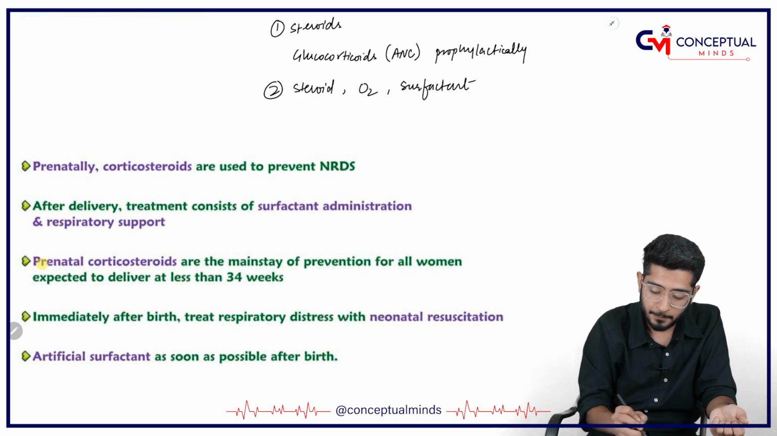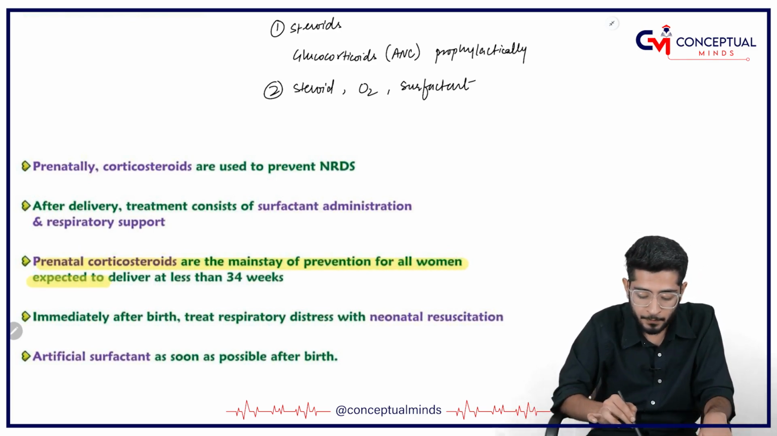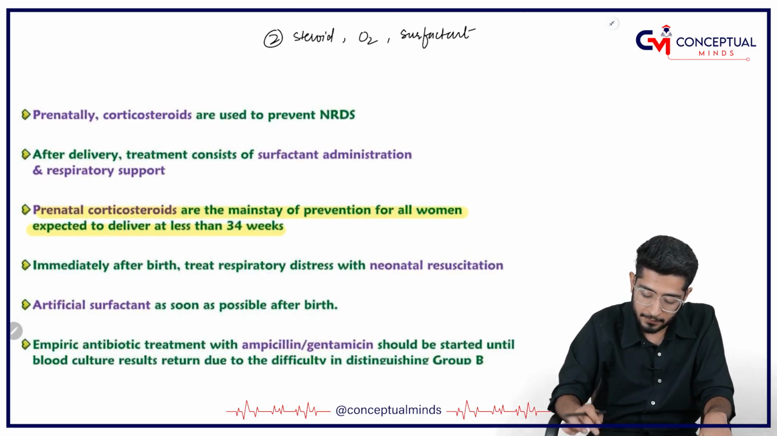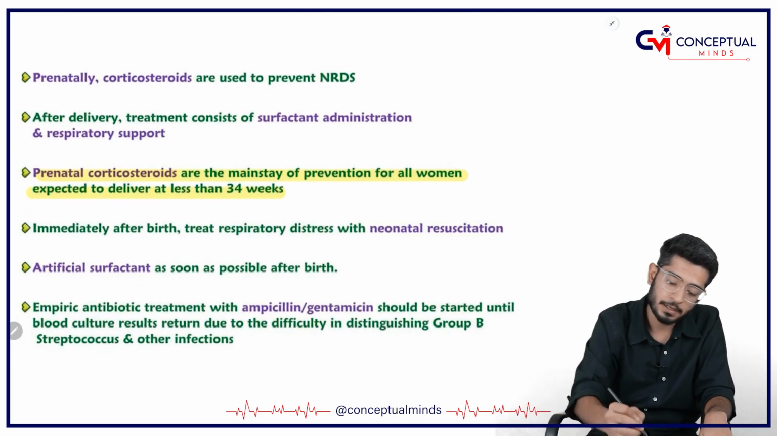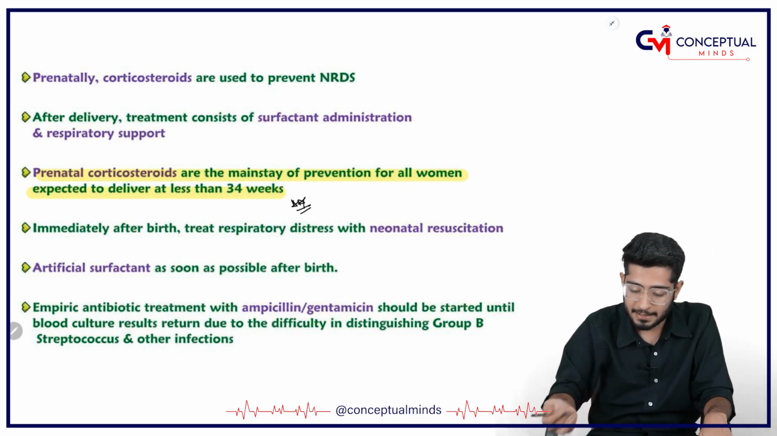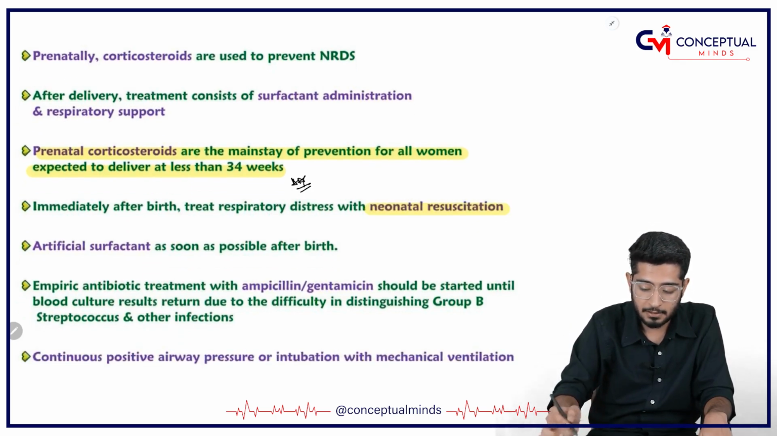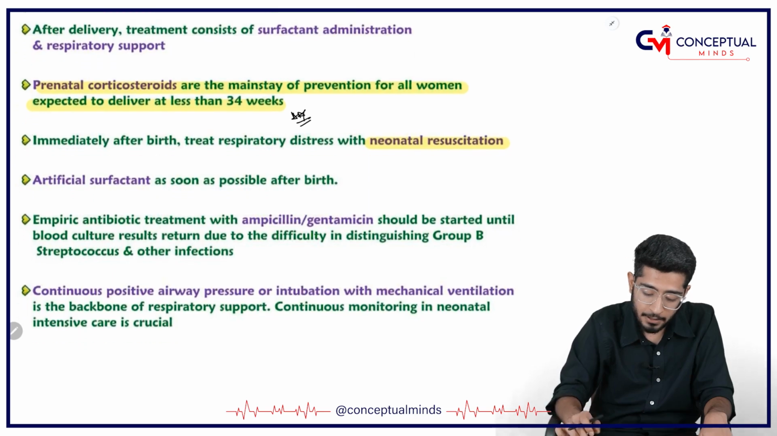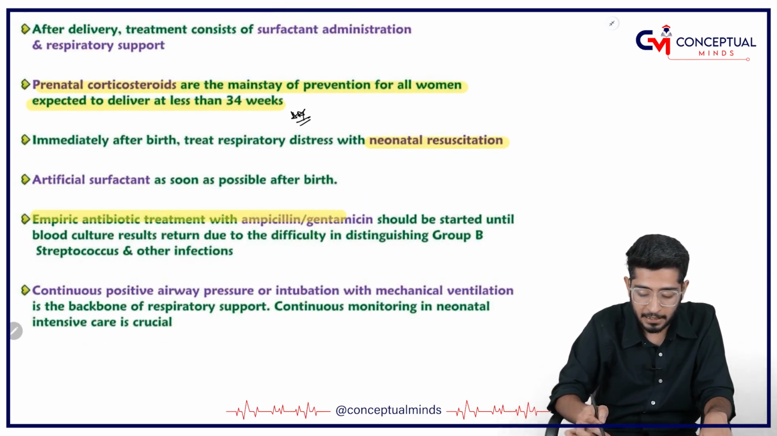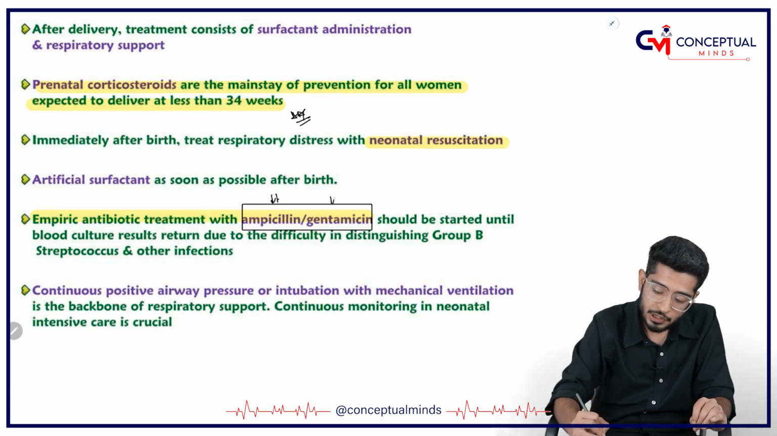Now, this is a dictum that prenatal corticosteroids are the mainstay for prevention for all women expected to deliver at less than 34 weeks. You have to give the steroids, alright, if the delivery is expected to occur at less than 34 weeks. And then neonatal resuscitation is really important, okay. And empirically, we are also giving antibiotics like ampicillin and gentamicin.